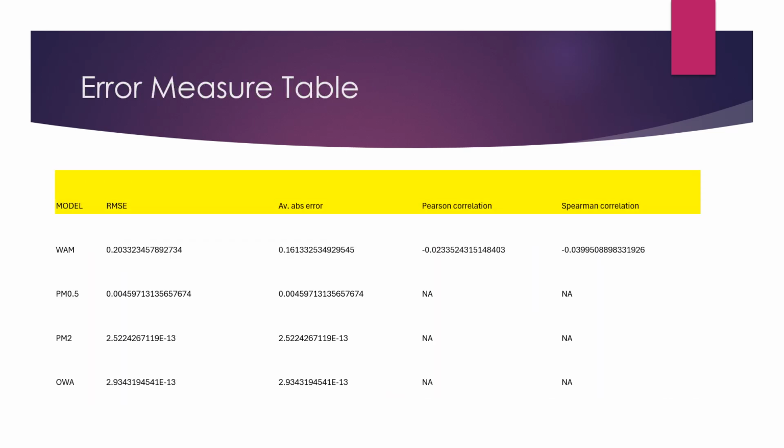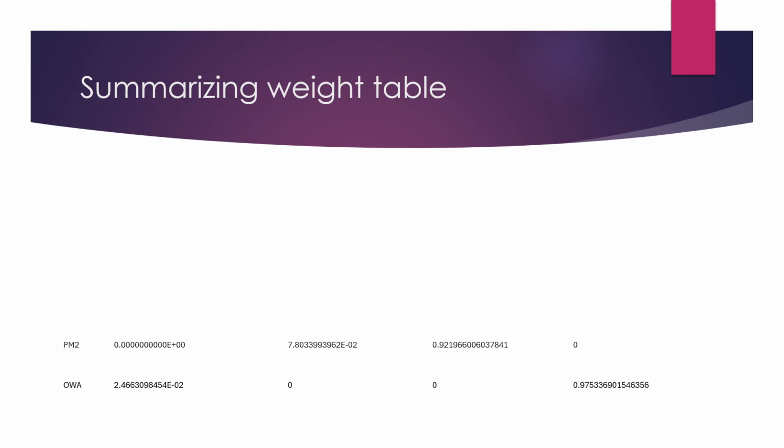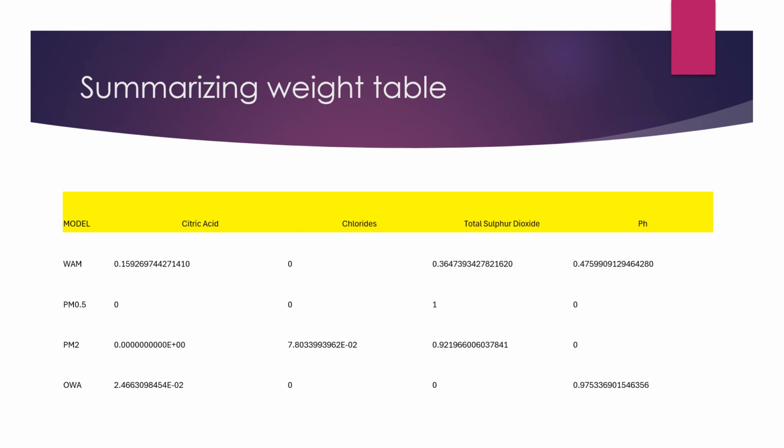This is my error measure table, which contains all the values for every model. This is my summarizing weight table, which contains all the values for my selected 4 variables.